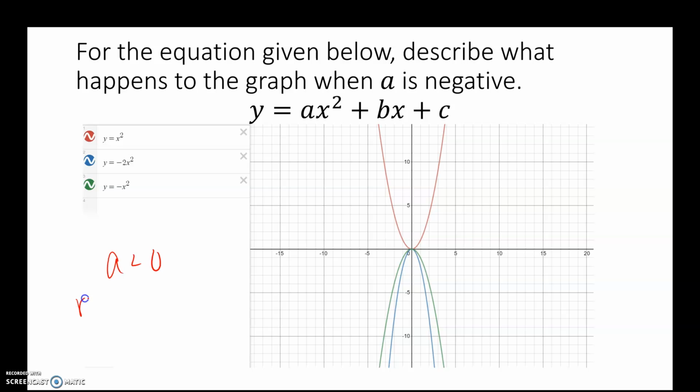I want you to use vocabulary. I want you to use words like reflect. I want you to use words like your x-axis or maybe your y-axis. So use vocabulary that's going to be important for describing functions later on.